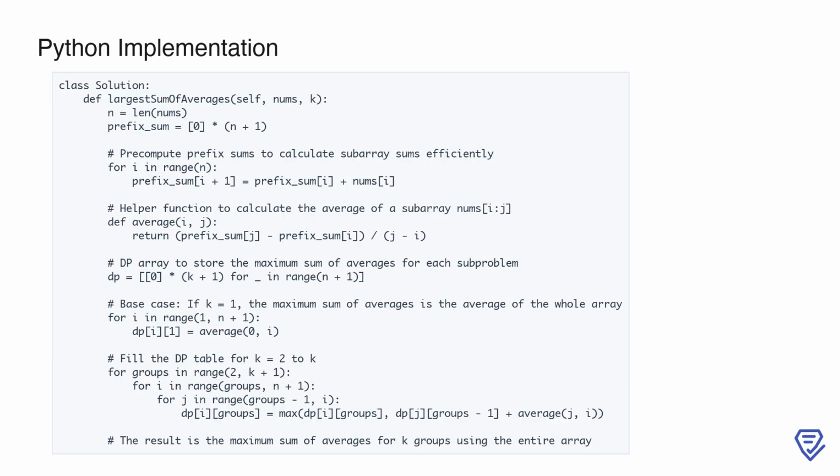Next, we define a helper function called average that calculates the average of a subarray spanning indices i to j. It uses the pre-computed prefix_sum values to compute the sum of the subarray in constant time, and then divides it by the subarray length. After this, we introduce a dynamic programming table dp, which is a 2D array where dp[i][groups] will store the maximum sum of averages for dividing the first i elements of the array into groups. To handle the base case, we iterate through all possible subarrays from the start of the array. When k equals 1, the maximum sum of averages is simply the average of the entire subarray, so we calculate this and store it in dp[i][1].